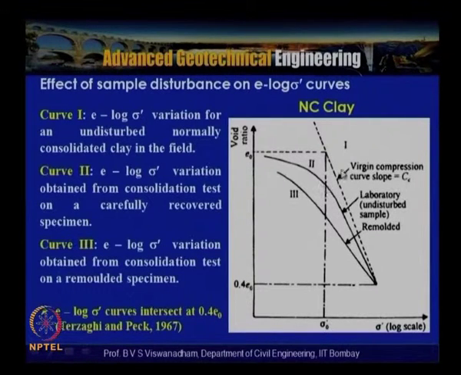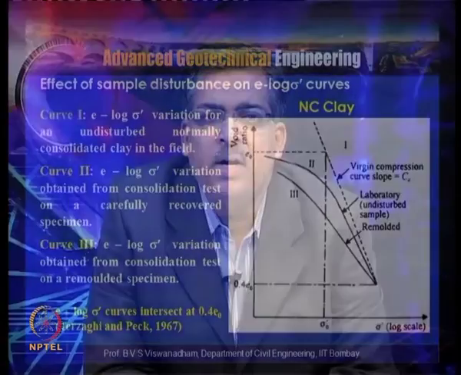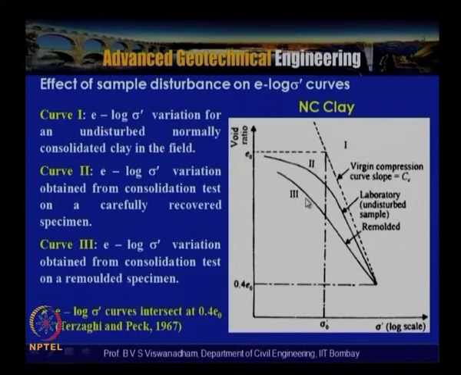The distinct difference between the field compression curve and the laboratory undisturbed sample curve is because of the degree of disturbance that enters into the testing. Curve 3 is for the same soil tested in 2, remolded and reconsolidated, and we get the e log sigma dash curve in this form. For the remolded specimen it is very difficult to distinguish the pre-consolidation pressure. As the degree of disturbance increases, it is very difficult to distinguish the correct stress history to which the sample has been subjected.